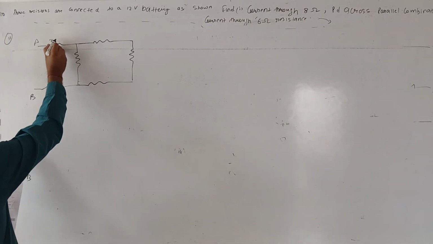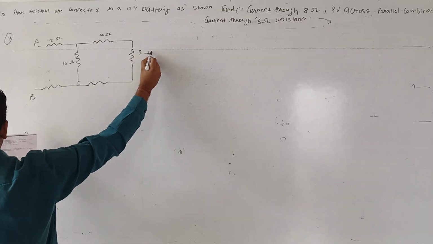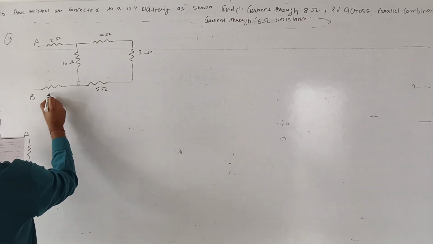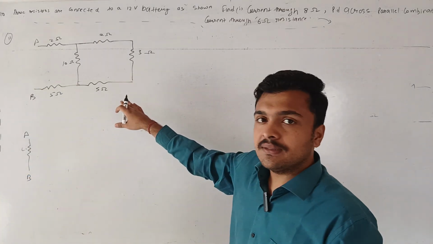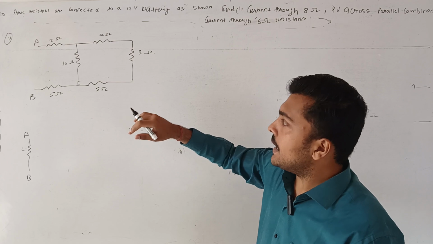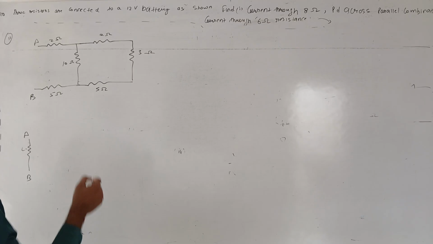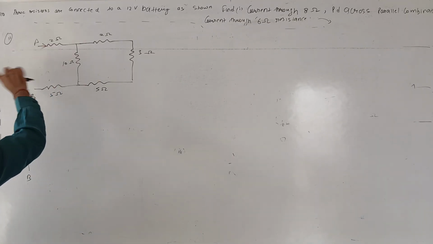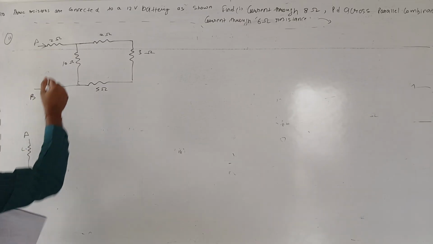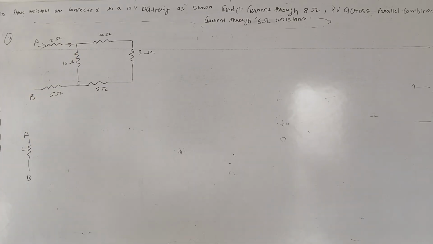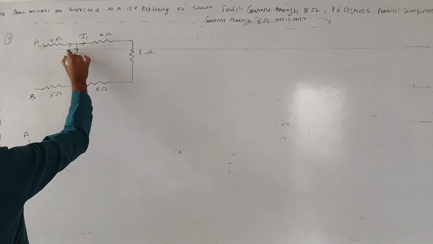So this is 2 ohm, this is 10 ohm, this is again 2 ohm, this is 3 ohm, this is 5 ohm, and this is again 5 ohm. So we have to see how we look into the circuit. We'll start from point A. Suppose current I is coming, that same current I will pass through the 2 ohm resistance, and that current I will get divided after coming here into two parts, I1 and I2.